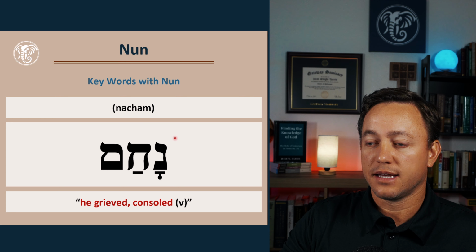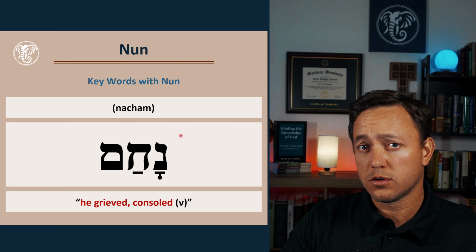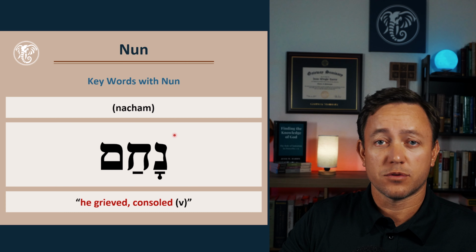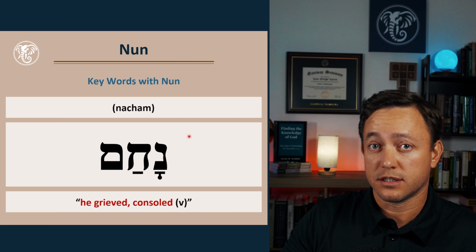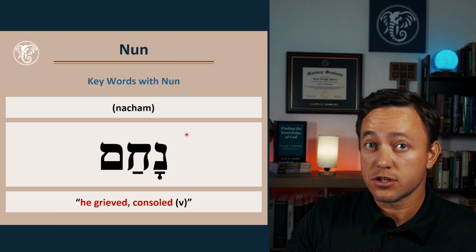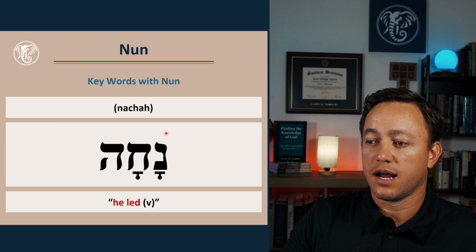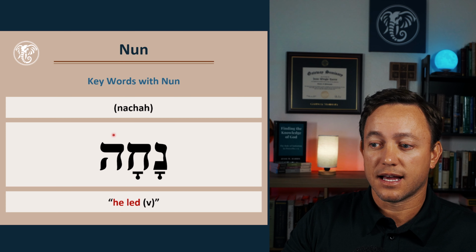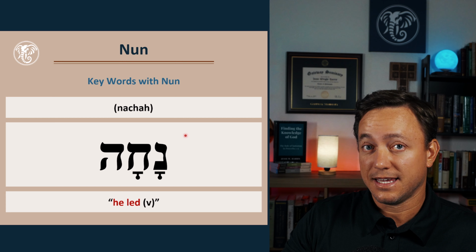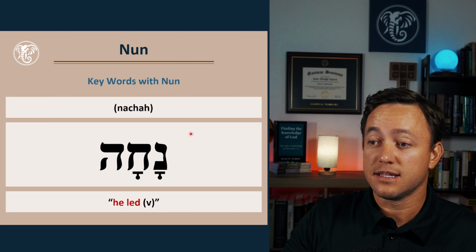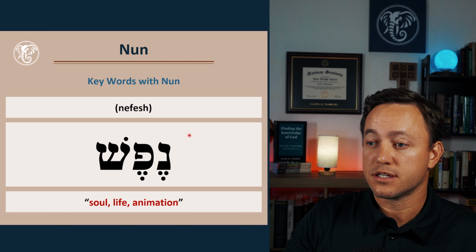Nacham is a verb, which means to grieve or to console. In other words, if you're sorrowful, you kind of grieve. And so this can be used in a few different ways, and we'll actually look at this in one of our key verses. All right, another one here is nacha. And nacha is the verb he led. We'll also look at this with one of our key verses.